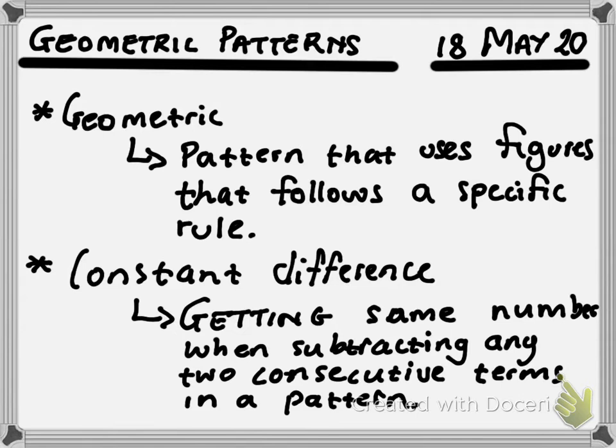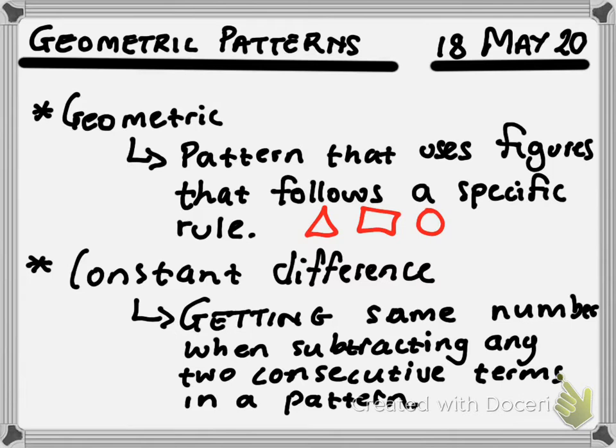And then I told you that those figures can be a shape, which means a triangle or square, a circle, or anything, right? Or it can be a letter or anything. So any figures, they can use any figures to show a pattern that will follow a rule. Now, the second term that I need you to understand when we're doing geometric patterns is constant difference.